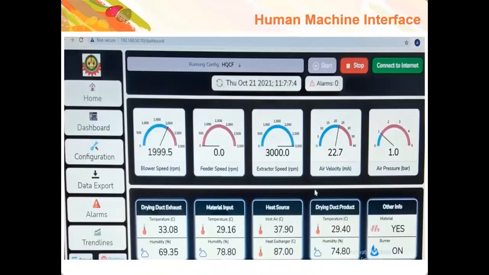Human machine interface. This is the screen on the control panel. It is a fully automated system. The drying condition could be configured based on the product to be dried by setting all the drying parameters via the screen, and it also has provision for wireless, which can make the dryer operable via our Android phone or laptop within a 10 meter radius of the dryer, and with provision of internet, the dryer could be operated from anywhere in the world.